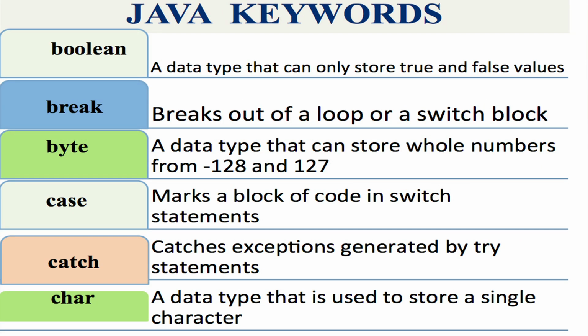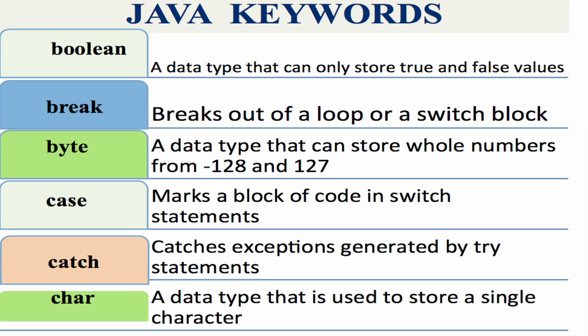You can see here the definitions of some keywords. Like boolean, a data type that can only store true and false values. Then break, which breaks out of a loop or switch block. The break keyword is used inside the switch statement, as well as with any looping statement, either for loop, while loop or do while loop. And byte, a data type that can store whole numbers from -128 to +127. Data of this range can be stored inside a byte.